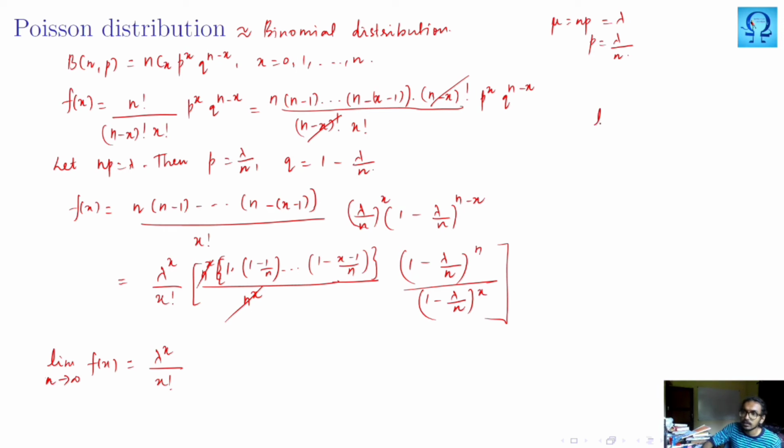Limit n approaches infinity of 1 minus lambda upon n to the power n is what? It is e to the power minus lambda, isn't it? If you have plus, it is plus lambda. So it is e to the power minus lambda, and here n is not present. This quantity becomes 0, so it is simply 1. So what we get is lambda to the power x e to the power minus lambda upon x factorial, which is the mass function of the Poisson distribution, right?